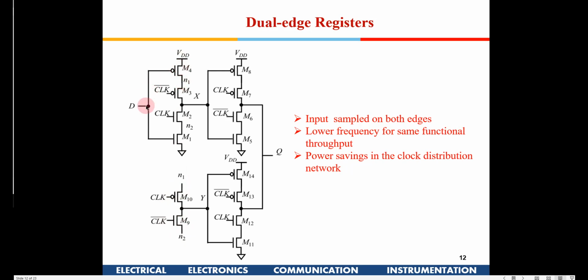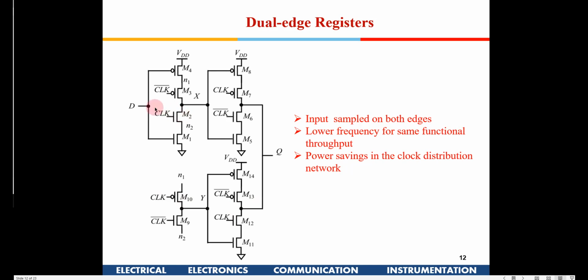So whatever data D is available, this acts like an inverter. So D will be sampled and available at Y. But this is off now in this particular condition, because the clock is low here. And when the clock goes to the positive edge, then this Y will be sampled and available at Q.